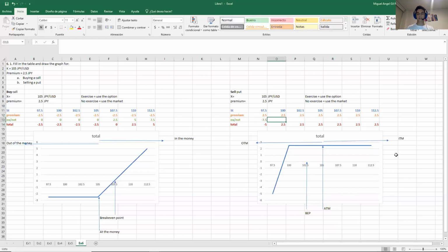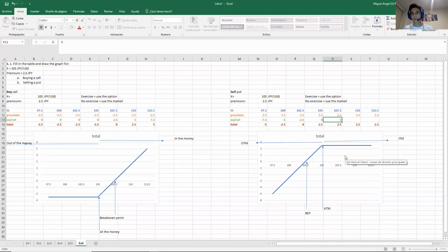At 100 is the same thing. The person will exercise with me and I will need to account for the difference, minus 5. And the next one is the same, minus 2.5. And at 105, it doesn't matter because it's the same, so I will write down a 0. At 107, the person will prefer to sell in the market. So that means no exercise, and I will write down 0 because no exercise means 0. Then 110 is the same. The person will prefer to sell in the market instead of to me, and it will be no exercise, and finally no exercise. So here we have the correct graph.